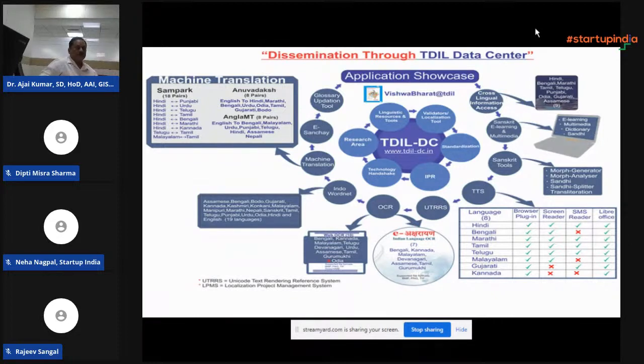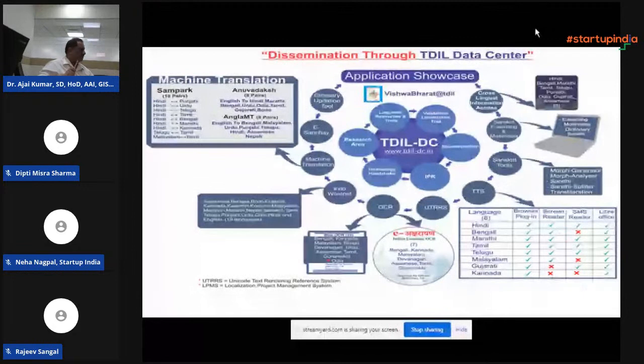Apart from that, agencies who want to work in this area can participate, log in, and see and then work. And I will say strongly here that CDAC is ready to work with the startups for all these kinds of work we have listed. Now I will ask Vanitya to tell more about the TDIL-DC website and the NPLT portal.